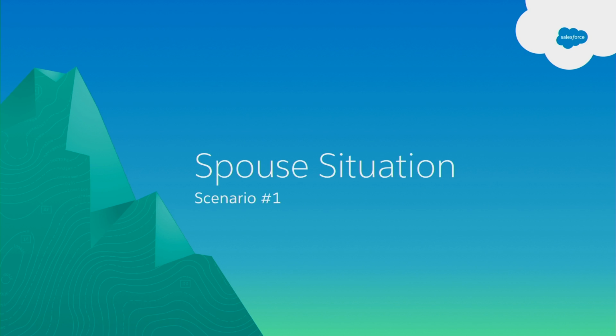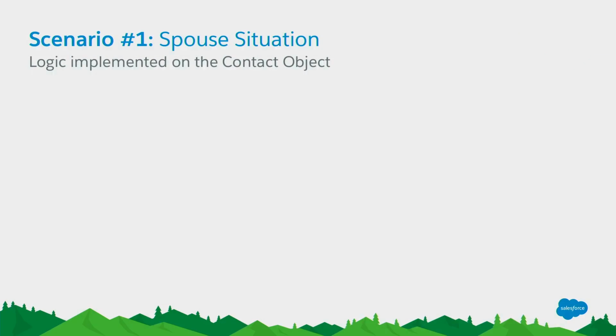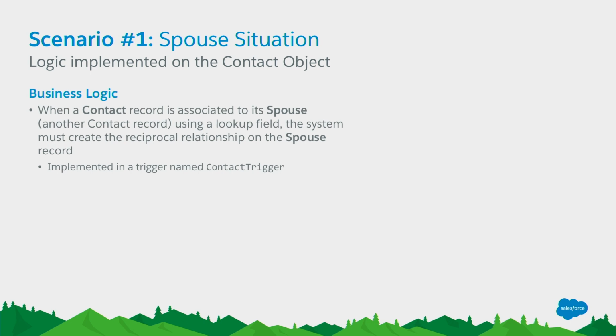So our first scenario will be the spouse situation. We've implemented some logic around the contact object. It's very, very simple business logic. Whenever a contact record is associated to its spouse inside the database using a lookup field, we want the system to create the reciprocal relationship on the spouse record. This has been implemented in a Salesforce trigger.